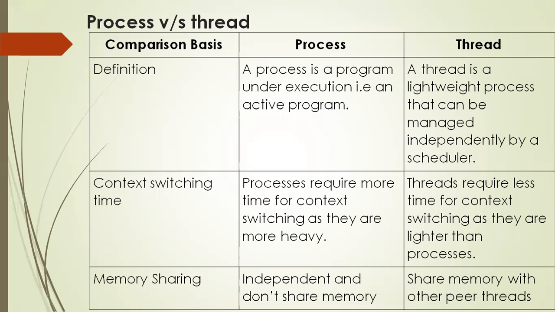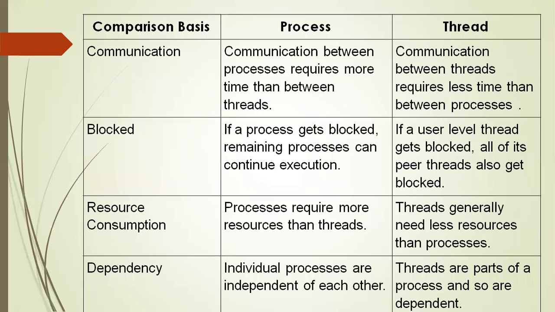Memory sharing: every process is independent and they don't share any memory, whereas several threads can share the same memory. Communication between processes requires more time than communication between threads, because a thread is a small unit. So generally, communication time is more for processes than for threads. Blocked: if a process gets blocked, the remaining processes can continue execution, whereas if a single thread is blocked, all its peer threads also get blocked. Resource consumption: a process requires more resources than a thread.